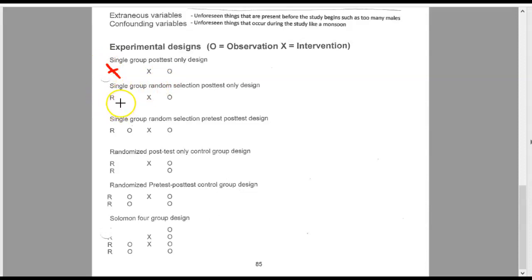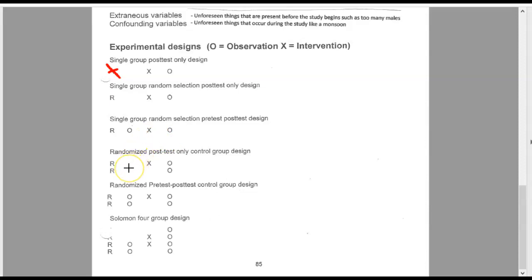Now, the second one, what if it is random? You can randomly get 100 people, let's say. You do no before testing, but you still do the intervention. You give them a diet, and then afterwards you measure their weight loss. Do you see how that's not a real study? It's really got so many things wrong with it. Now we get to the third one. I can randomly pick people, but I test them before and after they get the diet, and then the X is the intervention. Maybe for 1 month they have to stick to the diet.